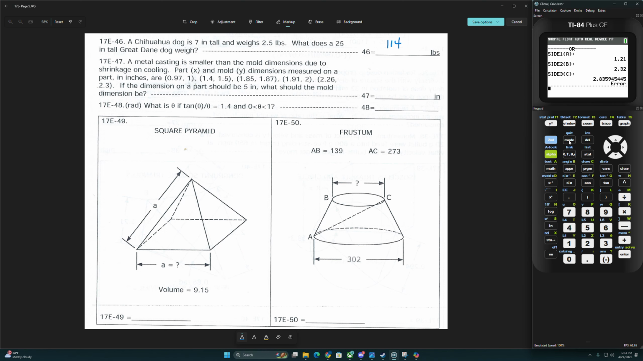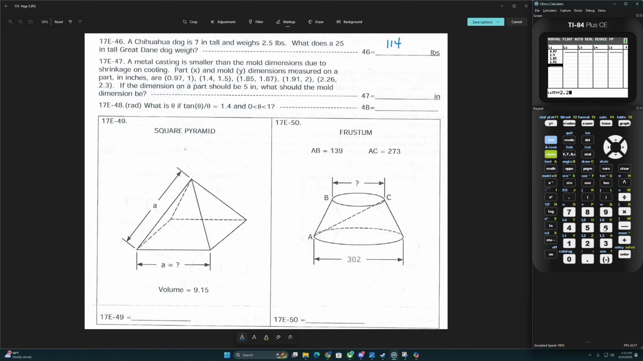All right. Math. I guess we'll just use stat here. Get all those. Delete this. All right. And it tells us that a metal casting is smaller than the mold dimensions due to shrinkage on cooling. Part and mold dimensions measured on a part in inches are as follows. I'm going to have to assume that, since it's the same dimension, it's linear. So I'm not going to square or cube anything. I think that's the most reasonable. Oh no, shoot, I missed one. That's 1.91.